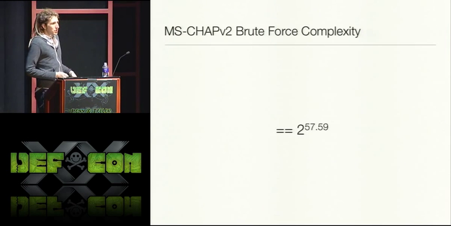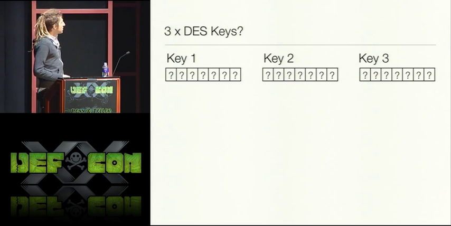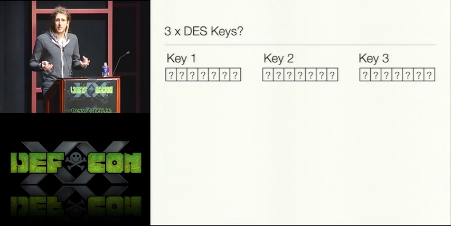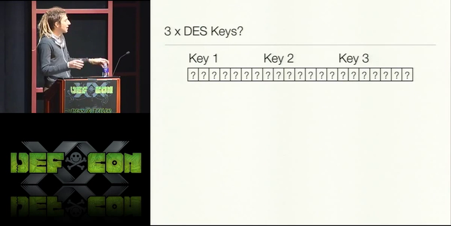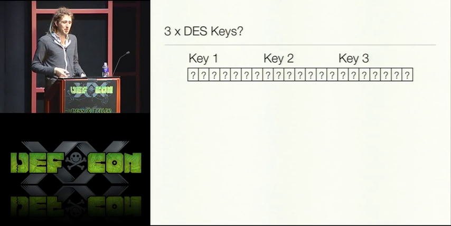Now, really, we're doing these three DES operations. And so we need three DES keys. Each key is 7 bytes long. And so that's a total key length of 21 bytes. So we need 21 bytes of key material.